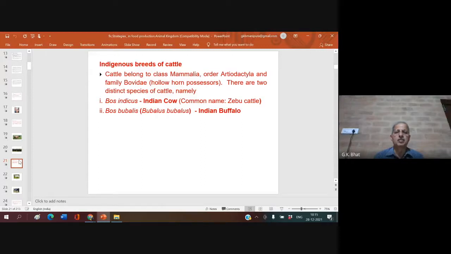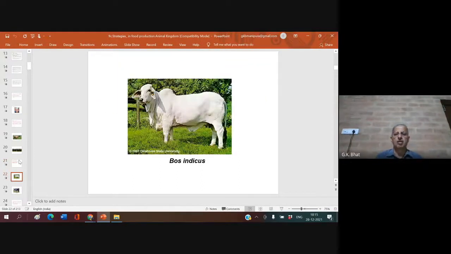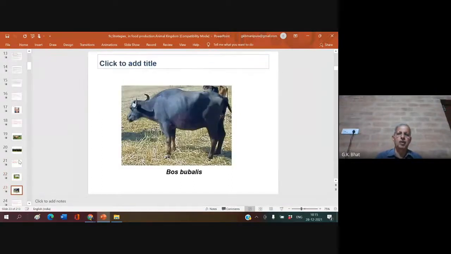There are two distinct species, as I just said: Bos indicus, the Indian cow, and Bos bubalis, also called Bubalus bubalis, the Indian buffalo. You must also know that the Indian cow belongs to a common race known as Zebu, spelled Z-E-B-U. Now, shall we go ahead? This is Bos indicus, and this is Bubalus bubalis or Bos bubalis.